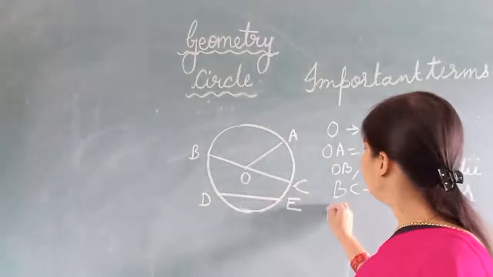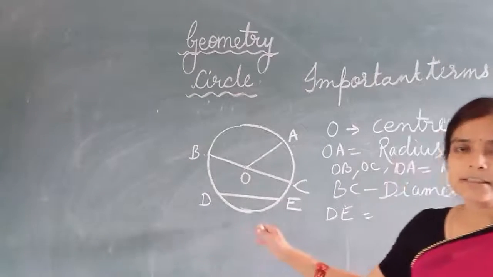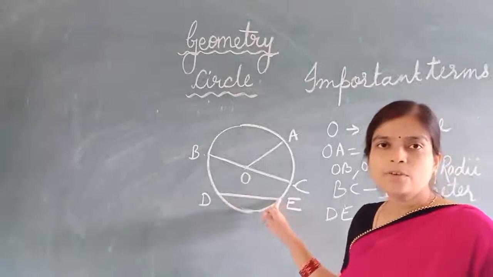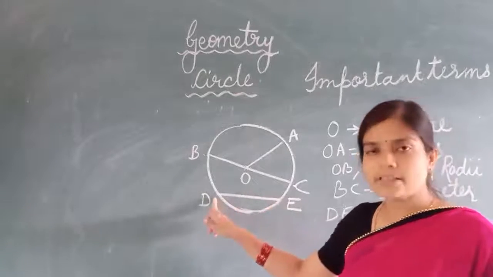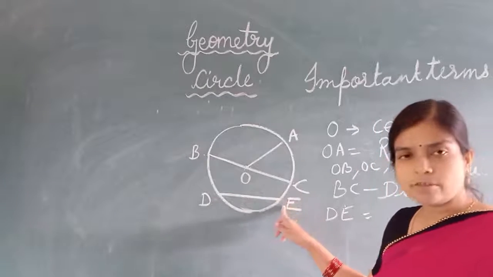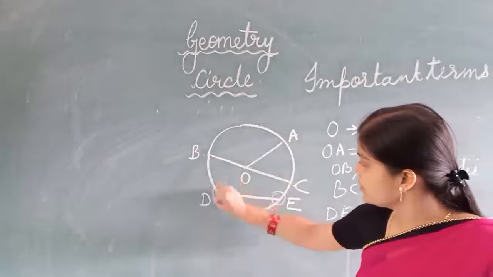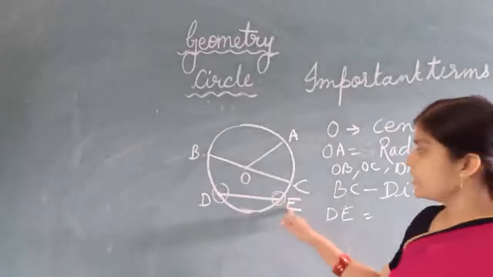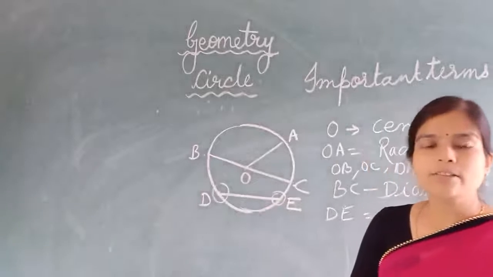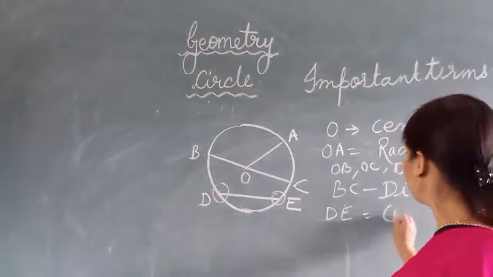Then what is DE here? This is also a line segment whose points lie on the circle. D point is also on the circle and E point is also on the circle. Both the points lie on the circle, you can see. Okay? D point and E point. So DE is a line segment whose points lie on the circle. That is known as chord. Okay?